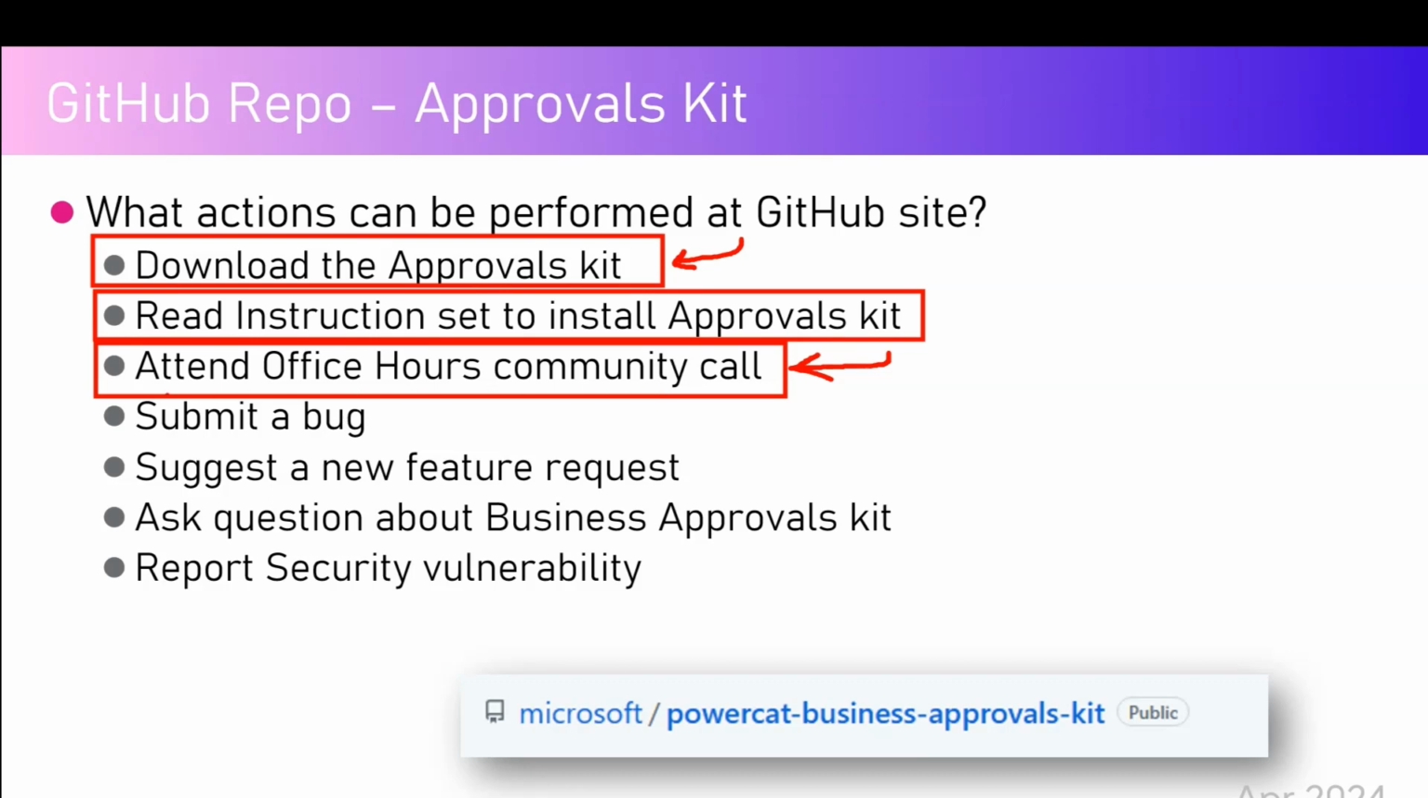In the GitHub site, you can also submit a bug. If you encounter a bug within the application, you can submit it and inform the PowerCAT team, who are usually responsive and will try to address the issue. Sometimes a bug may not really be a bug, but just a configuration issue which you might have encountered while uploading, installing or importing the solution within your environment.